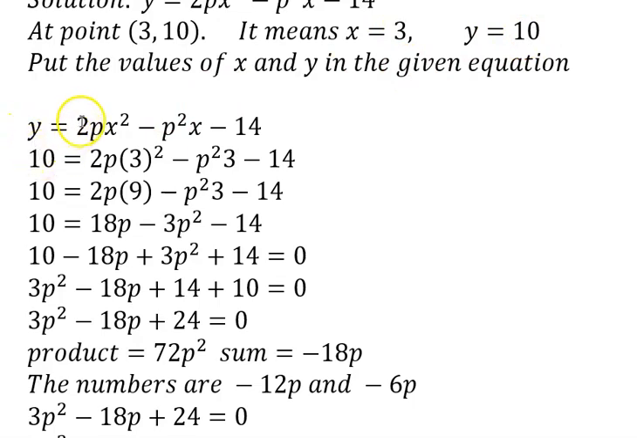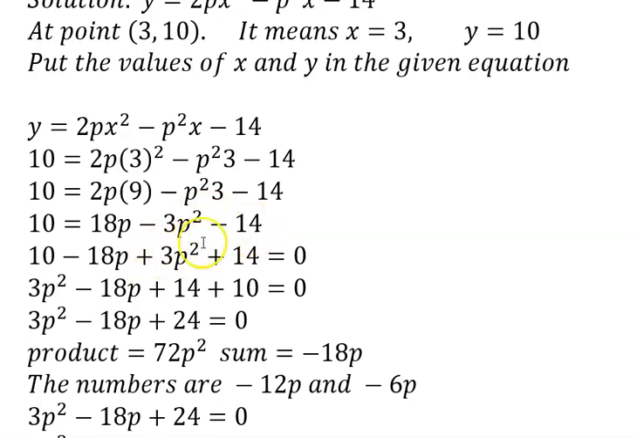Awesome. So, this is our y, we put 10. 2px squared, this is our x, we put 3. Our p squared x, this is our x, this is 3, minus 14. So, let's open it up. We have 10 equals 2p, 3 squared will give us what? 9. That's 3 times 3. Minus p squared 3 minus 14. Awesome. So, we now have 10 equals, 2p times 9, it's just like saying 2 times 9 gives us 18. 18p minus p squared 3, which is the same thing as 3p squared, minus 14.